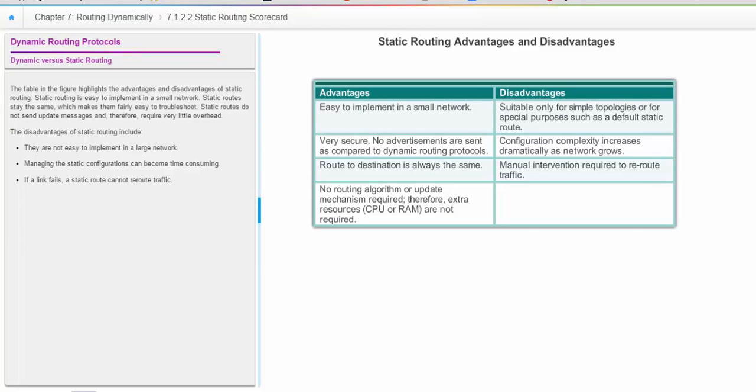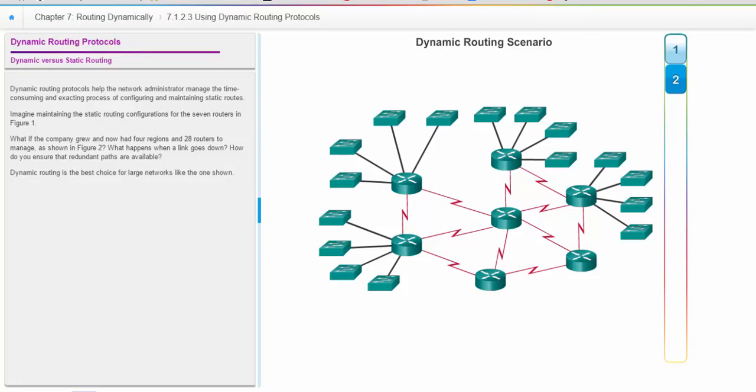Some of the disadvantages of using static routing include they're not easy to implement in a large network. Again, they work best in smaller networks. Managing the static configurations can become time consuming. And if a link fails, a static route cannot reroute the traffic. It's only going to attempt to go the route that you've keyed in for it to go. With that said, your dynamic routing protocols help your network administrator manage the time-consuming process of configuring and maintaining those static routes.